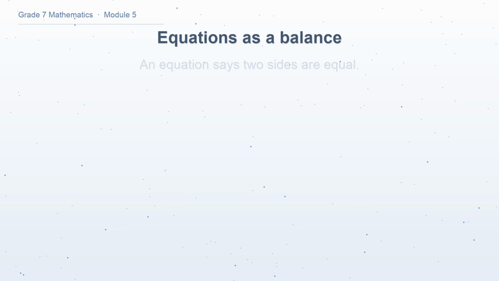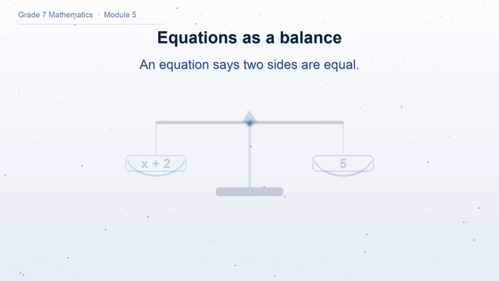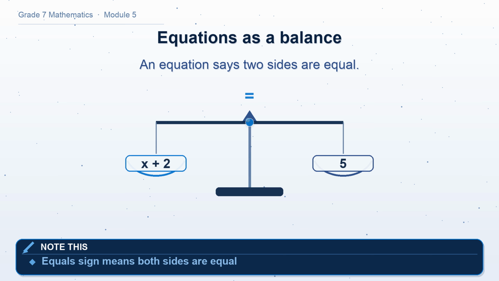Think of an equation as a balance scale. The equals sign in the middle means the two sides weigh exactly the same. On the left pan we have x plus 2, and on the right pan we have 5. Because the scale is level, x plus 2 must equal 5.